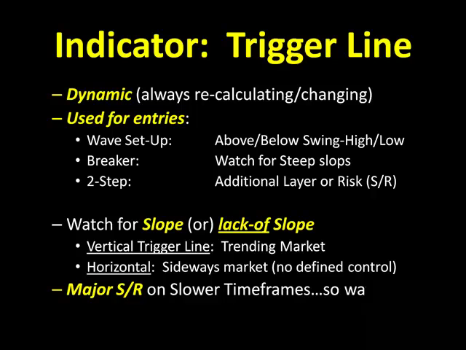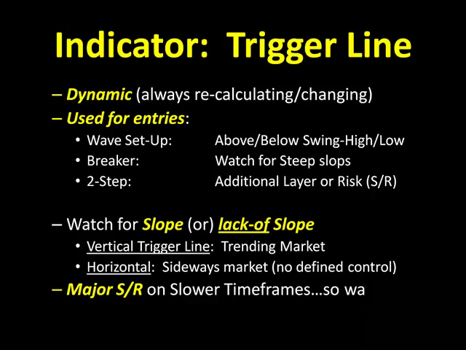And as you guys heard me say before, one of the biggest mistakes we can make as traders is trading without an idea of who has control. So we avoid taking trades when we have a lack of slope or a horizontal trigger line. And of course, we look forward to taking trades with a vertical or a nice steep slope to that trigger line. That, of course, signifies a trending market.